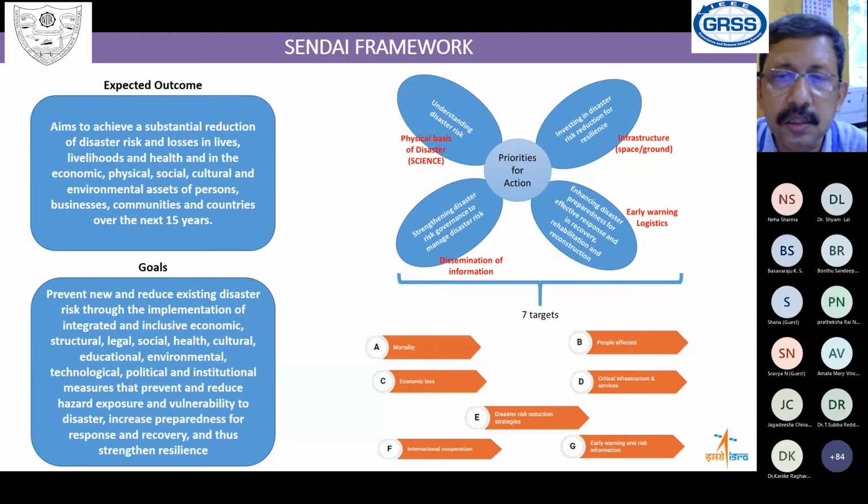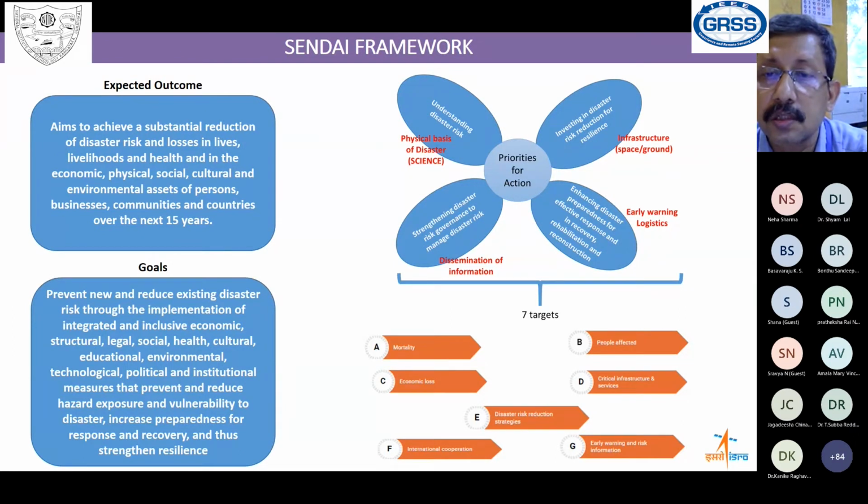So to achieve these 7 targets, 4 priorities of action were identified. So as a scientist or a technologist, what do these priorities of action mean? So the first priority of action was understanding the disaster risk. It basically translates to the physical basis of disasters or the science behind the disasters. The second priority of action was investing in disaster risk reduction for resilience. So this investment was for the various infrastructure for disaster risk reduction, both space-based as well as ground-based.